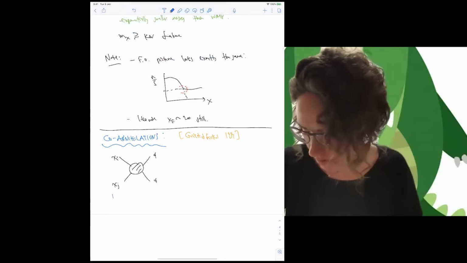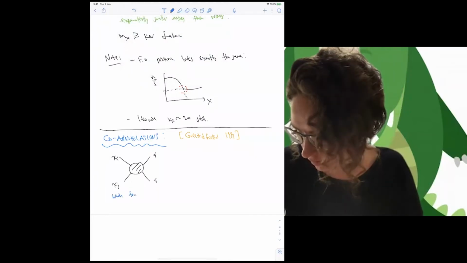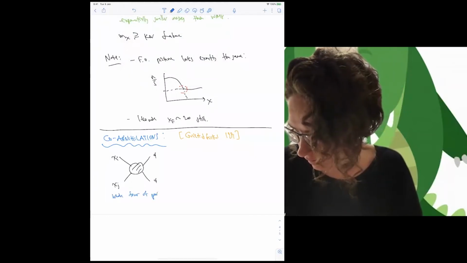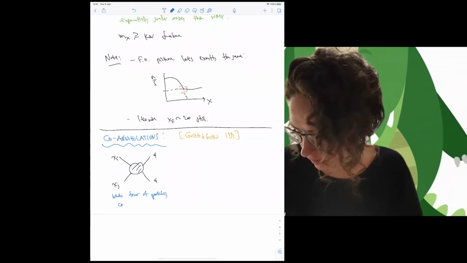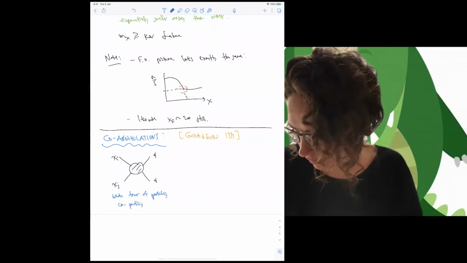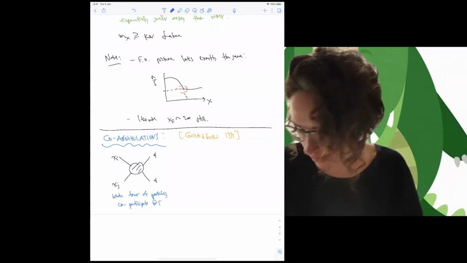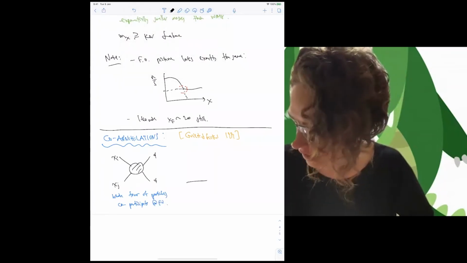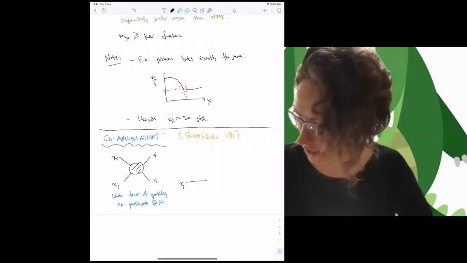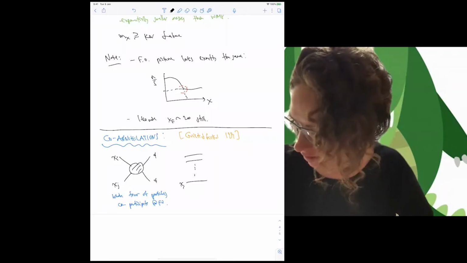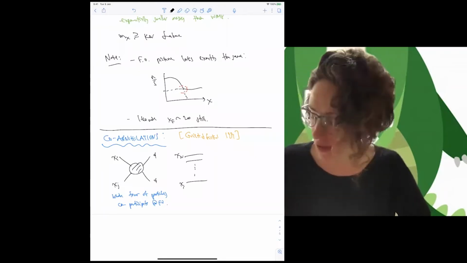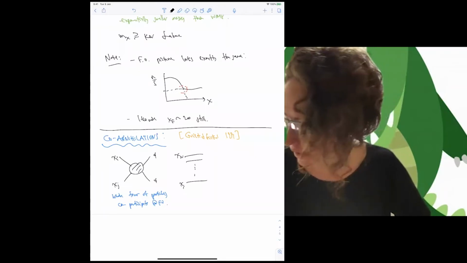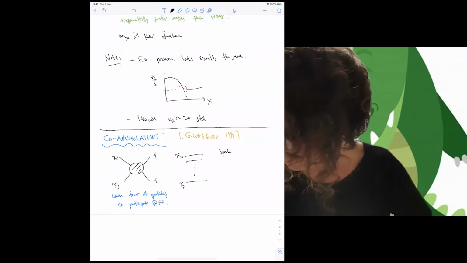The whole tower of particles can participate at freeze out. So imagine I have some spectrum here. Here's chi 1. Chi 1 is going to be my lightest one, and I have a whole bunch of states going up here to chi n. I have some spectrum of n dark states.